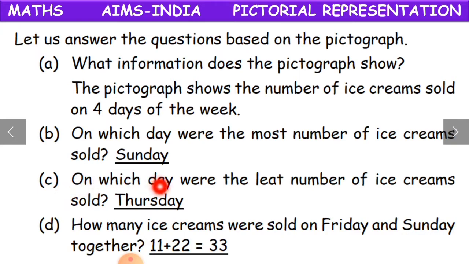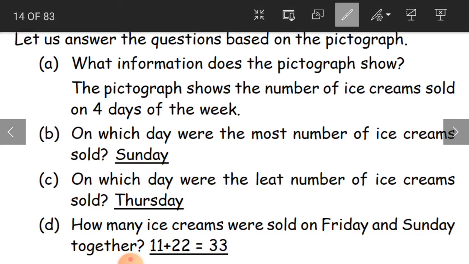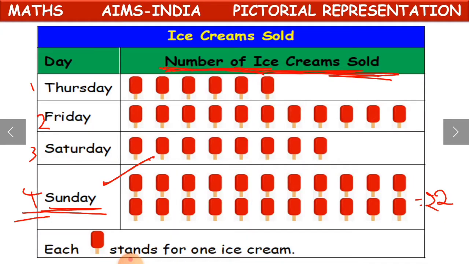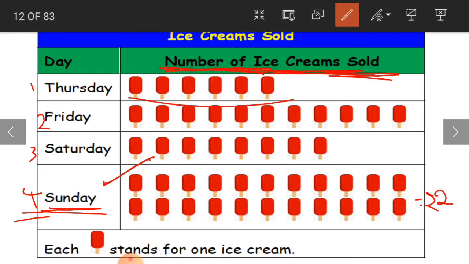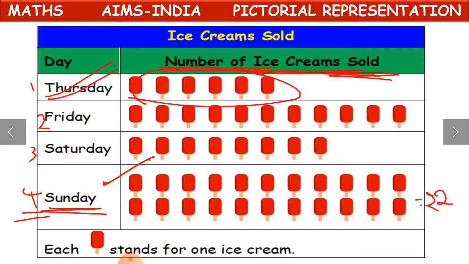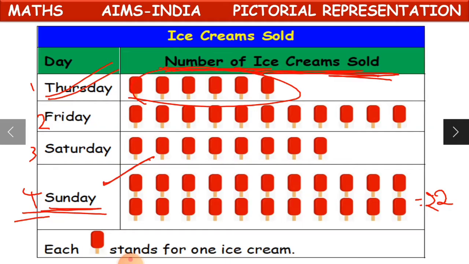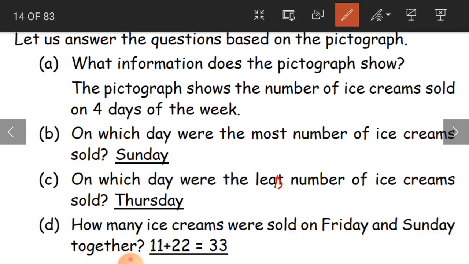Next, on which day were the least, L-E-A-S-T, number of ice creams sold? Now where can we find the least number of ice creams here? On Thursday. So on Thursday, the least number of ice creams were sold. How many? Only 6. So Thursday becomes the day on which the least number of ice creams was sold.